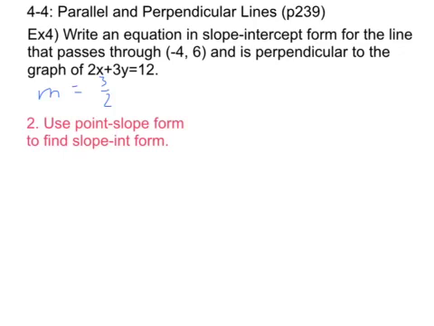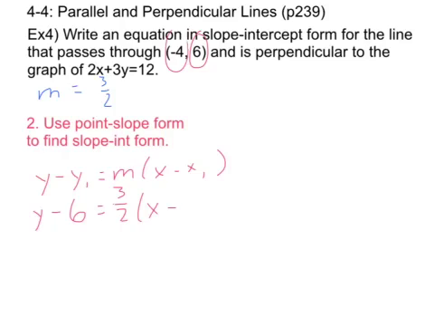form to find the slope-intercept form. So I've got y minus y1 equals m times (x minus x1). Y minus, well, let's see, my y1 is 6, equals m, my m is 3/2, times x minus, my x1 is negative 4. So since I'm subtracting negative 4, I'm adding 4.